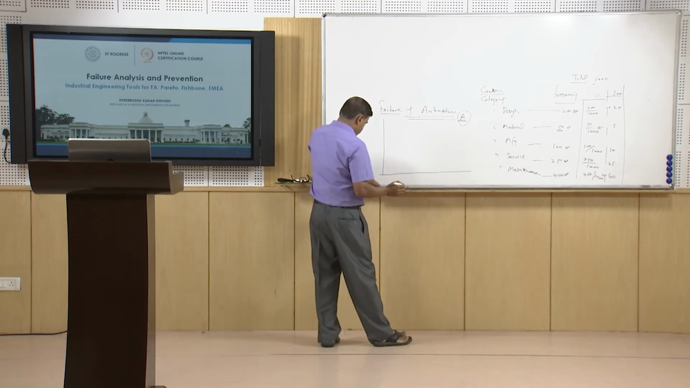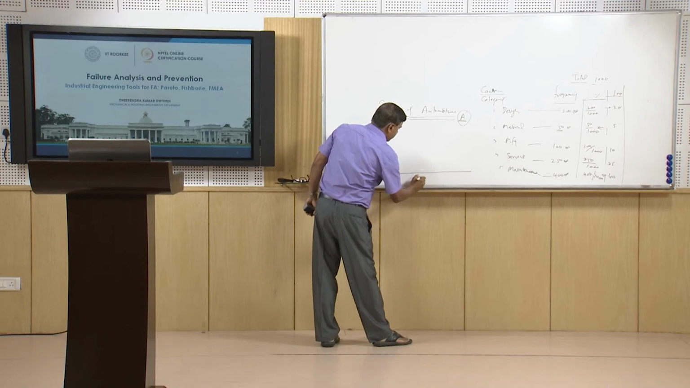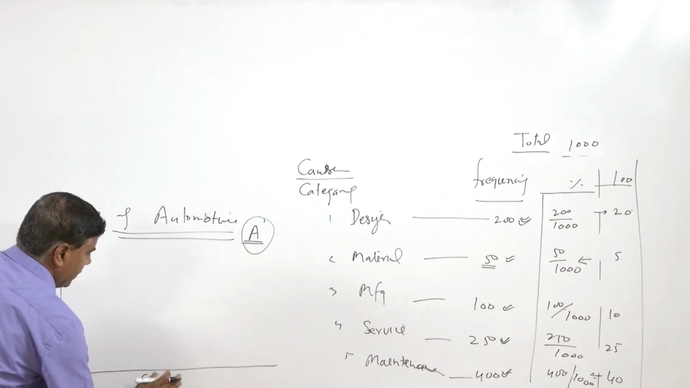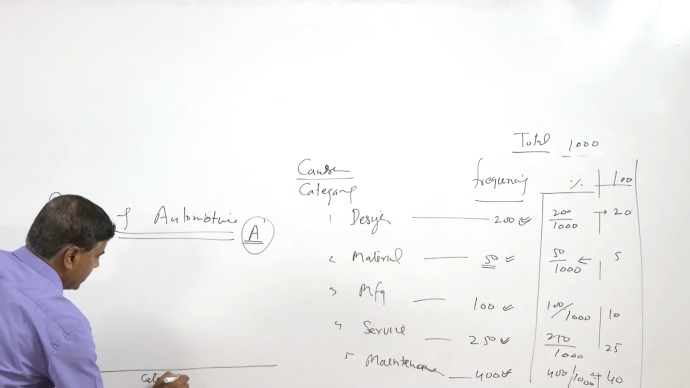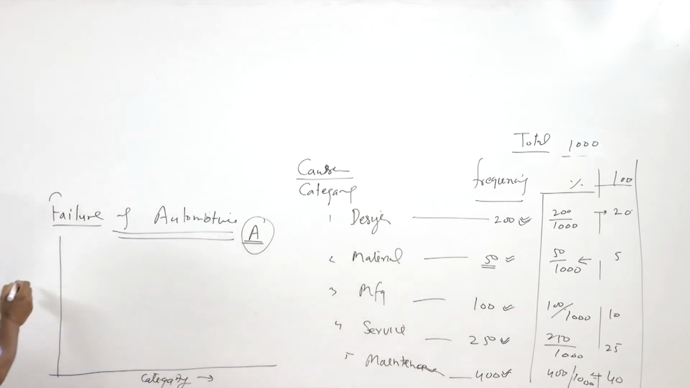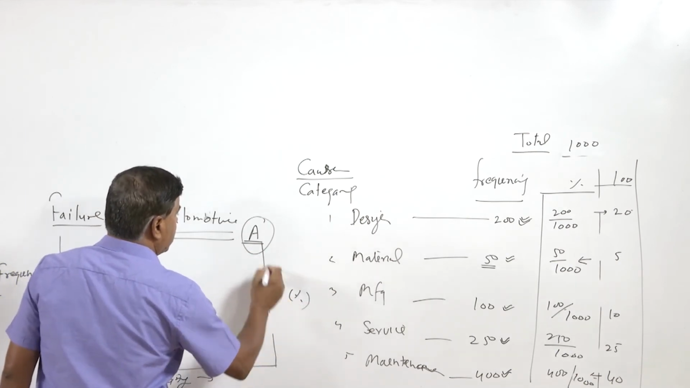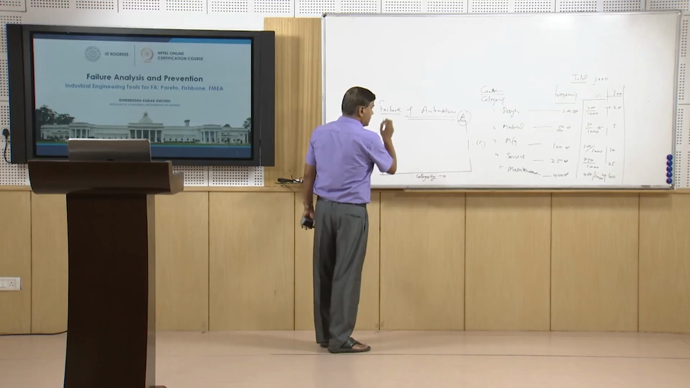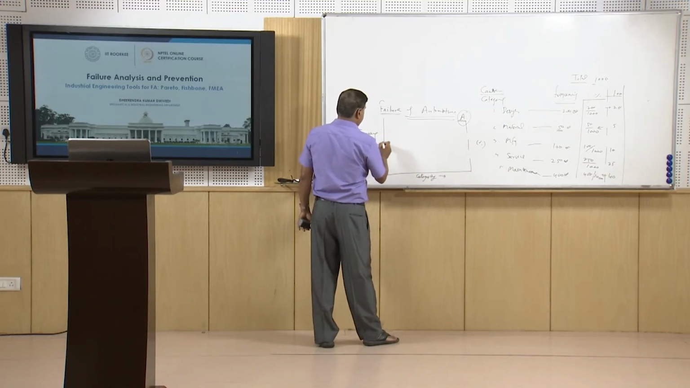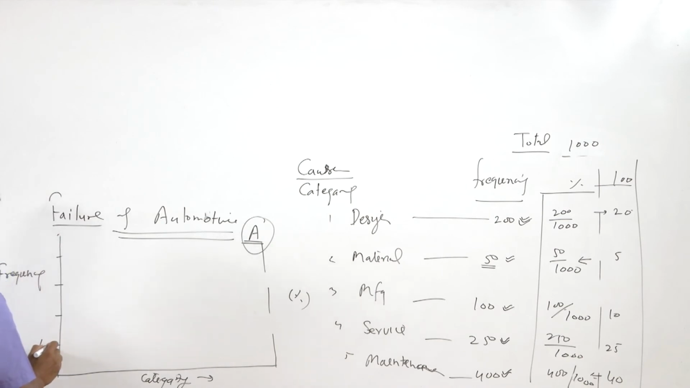In the x axis we mention the category, and in the y axis, on one side, we mention the frequency of occurrence of failure, and maybe on the other side we can mention the percentage contribution. Since our values are going like this: 100, 200, 300, 400 and 500.